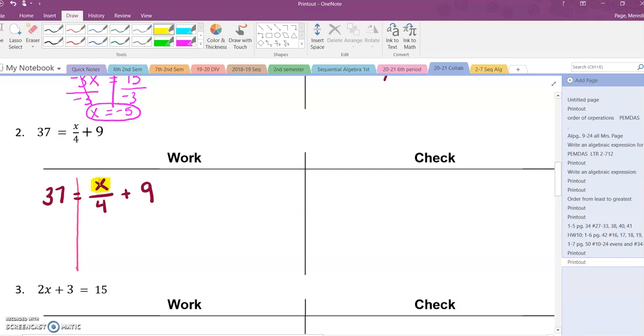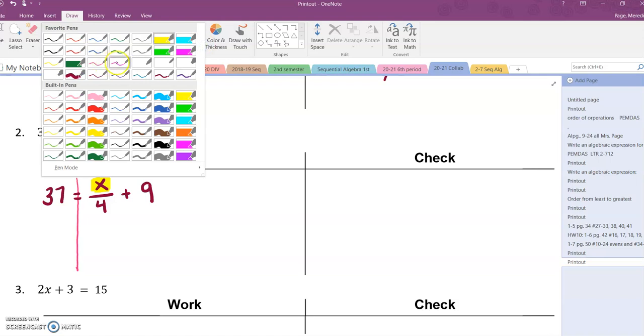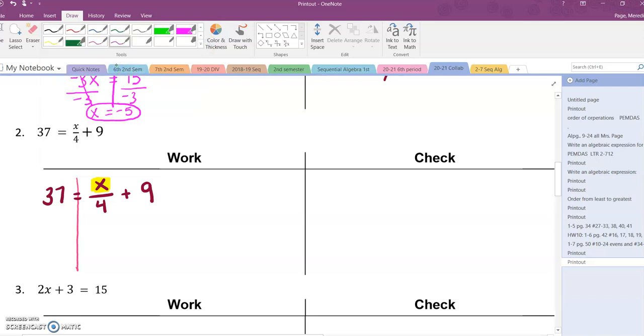The first thing I need to do is add or subtract to get that variable term by itself. In this case, I need to move over the positive 9. The opposite of a plus 9 is a minus 9, so I'm going to minus 9 from both sides. Remember, whatever you do to one side, you have to do to the other side. Those 9s cancel. X over 4 is still left, and then 37 minus 9 is 28.